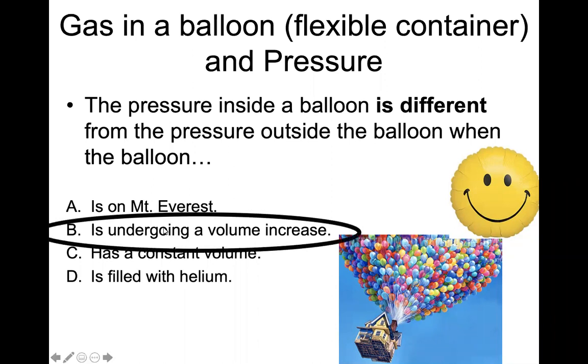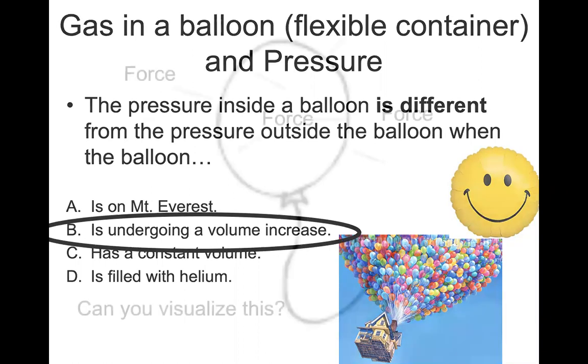My point here is that the volume of a flexible container changes when the pressure is different. Like when we had our piston, if we made the pressure greater on the inside, the piston would expand. If the pressure was less on the inside, the piston would contract. So a change of volume in a flexible container tells me the pressure is different.